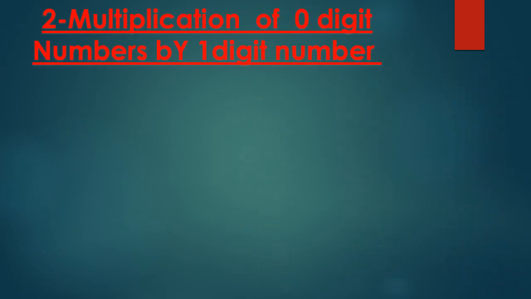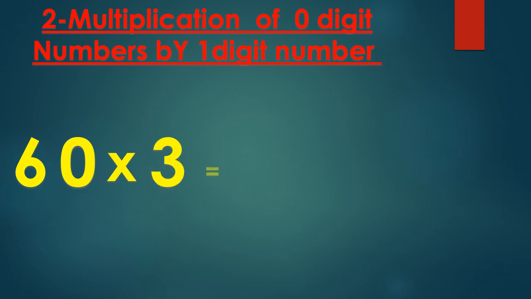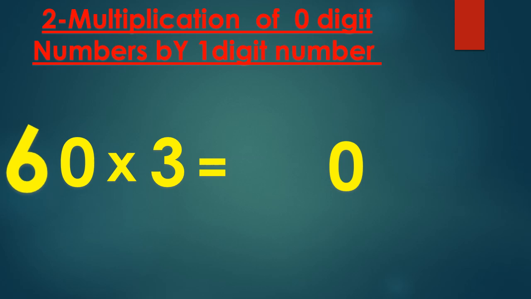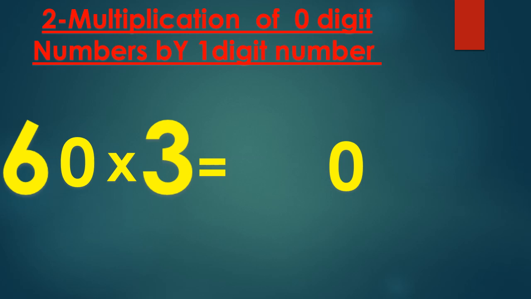Second, we have the multiplication of a zero-digit number with a one-digit number. A zero-digit number is a number that contains 0, like 60. It has a 0. The first thing we do is we put the 0 and then multiply the two other numbers. 6 times 3, we know them from the timetable of 6 or the timetable of 3, is equal to 18. So the final answer is 180.